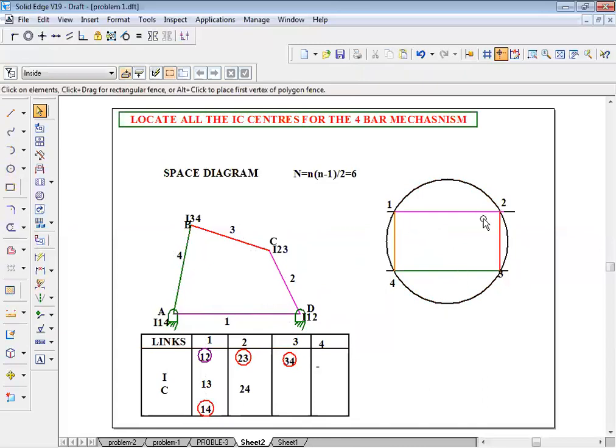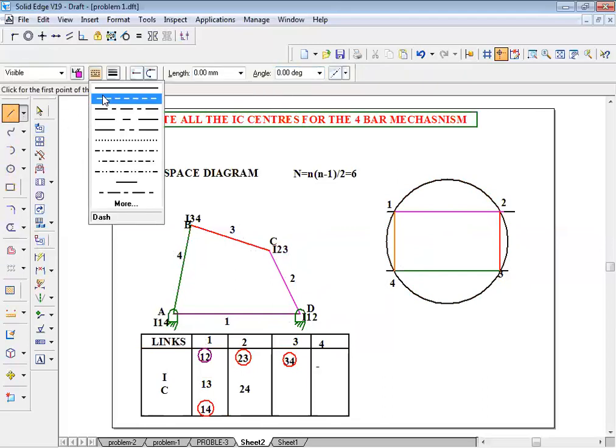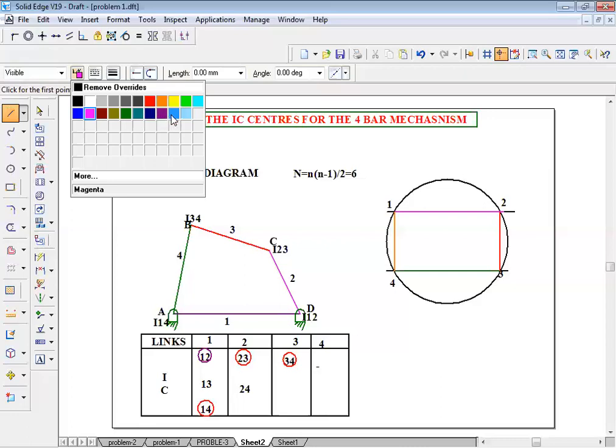So we divide into 4 points on the circle based on our link numbers. So I joined 1 to 2 thick line, 2 to 3 thick line, 3 to 4 thick line, which I circle marked here. Now we need to locate I13. For that I'm going to take a hidden line. Okay, I will choose a different color.